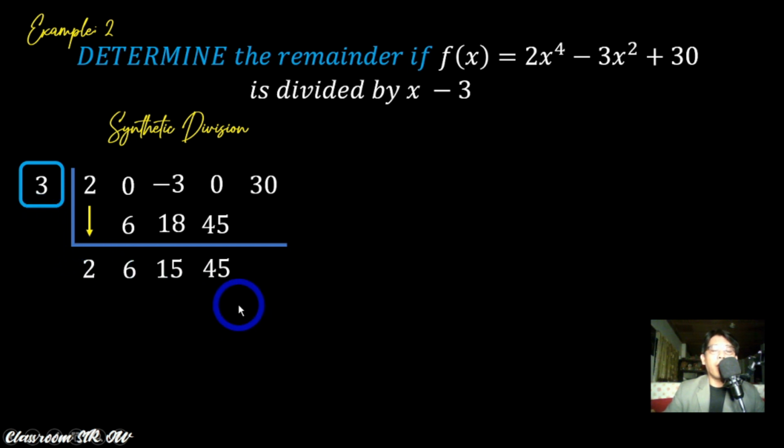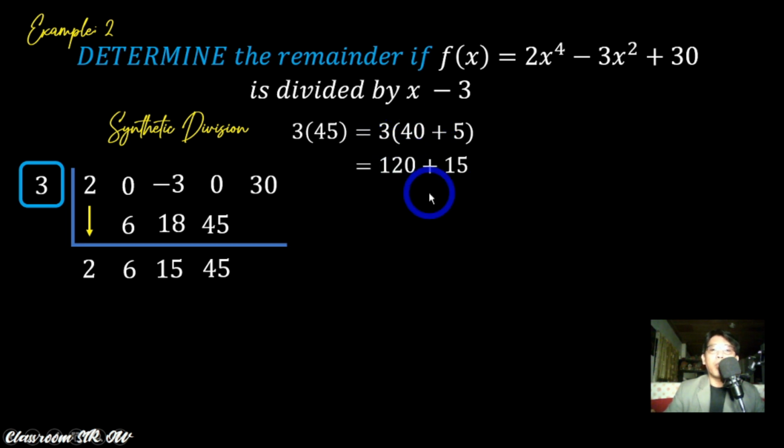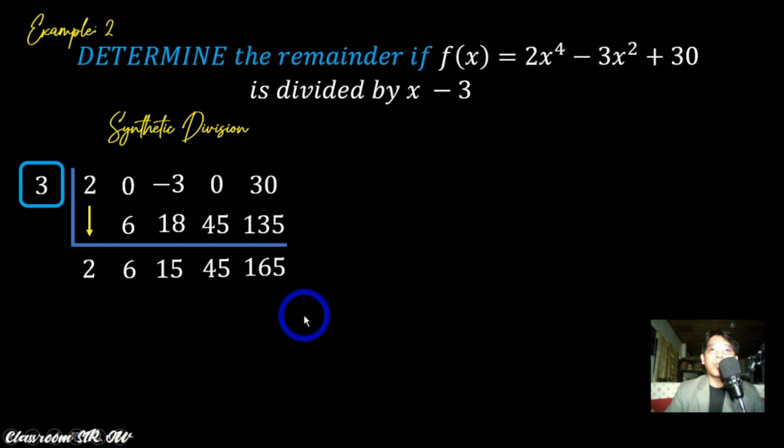Now, 3 times 45. Since we don't have a calculator, what we are going to do is, if you notice, I separated 40 and 5 because 40 plus 5 is just 45. So distributing 3 to each term inside the parentheses, we have 120 plus 15 because 3 times 40 is 120 and 3 times 5 is 15. Adding them, we have 135. Therefore, 3 times 45 is just 135. So 30 plus 135 is of course 165. So our remainder is actually 165.